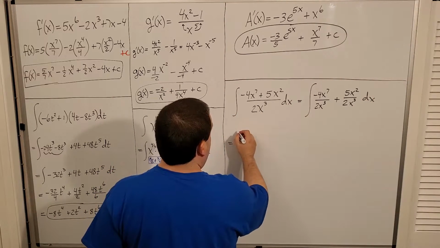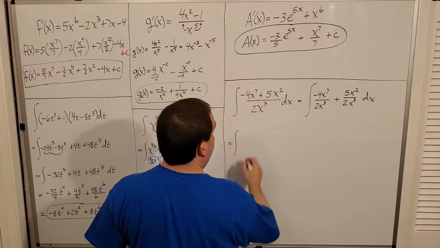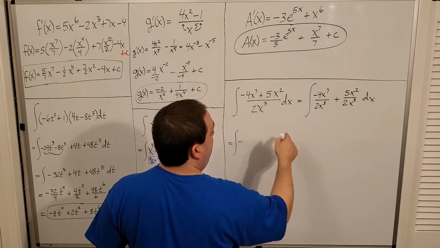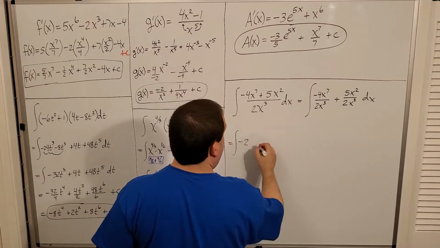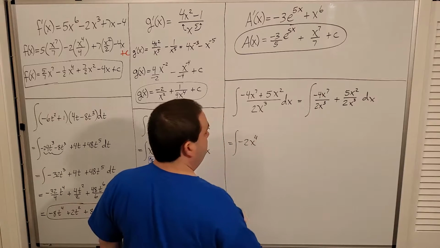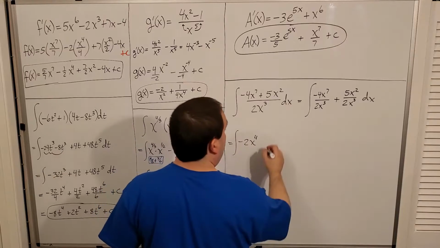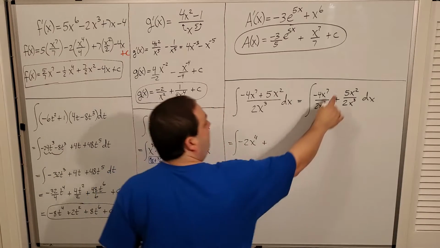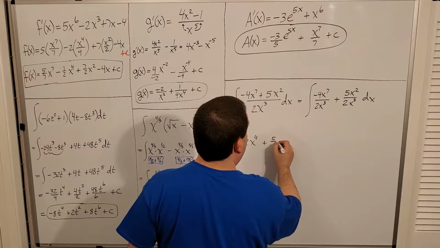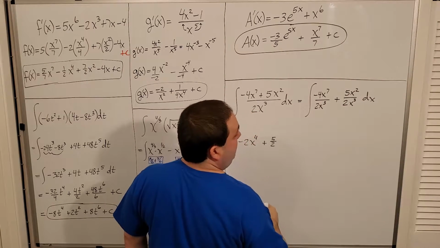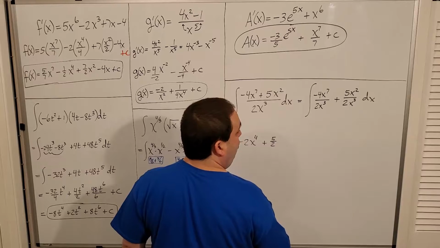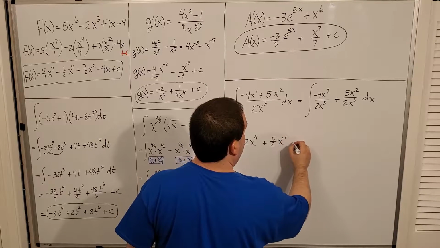This is going to be equal to the integral of, I have a negative, 4 over 2 is 2, and 7 minus 3, I have x to the 4th. Okay, cool, no big deal. Plus 5 over 2, and then x to the 2, x to the 3. 2 minus 3 is x to the negative 1 dx.